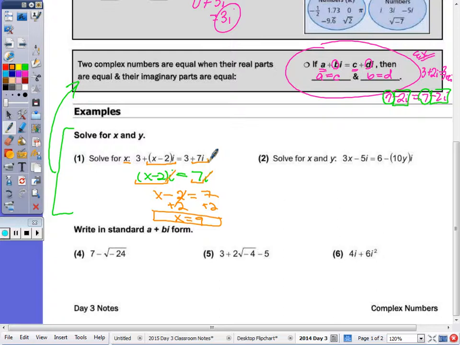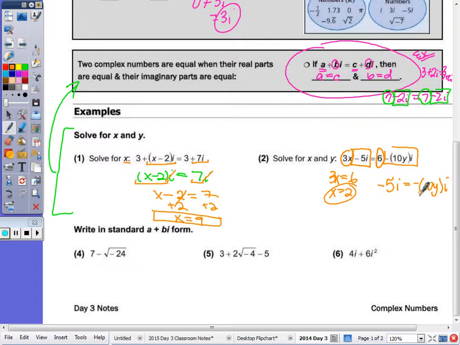So let's use, again, circles. I need that front part to match that front part. So if I want this 3x to be a 6, what does x have to be equal to? A 2. And then I want this imaginary part to match that imaginary part. So I want the negative 5i to be equal to negative 10yi.